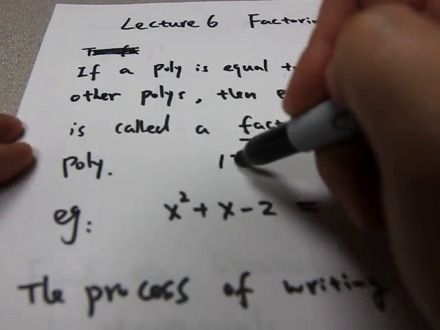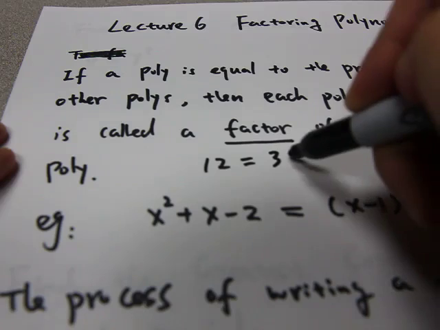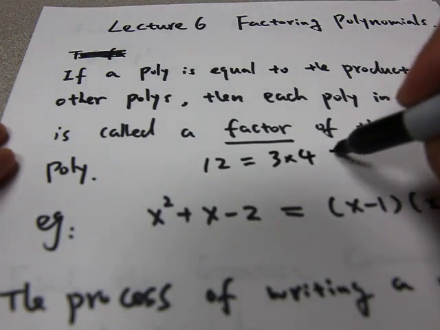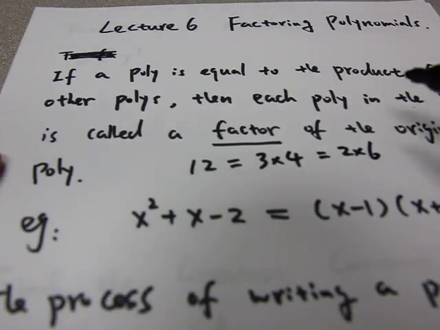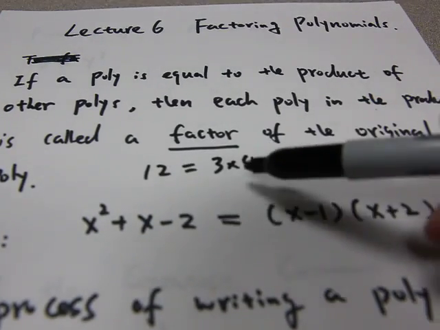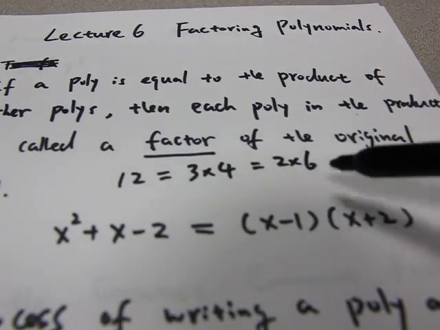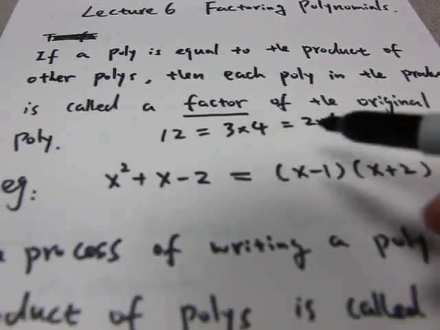For example, 12. Because 12 we can write it as a product of 3 and 4, or 2 and 6, right? So 3 is a factor of 12. 4 is a factor of 12. 2 is a factor of 12. 6 is also a factor of 12.